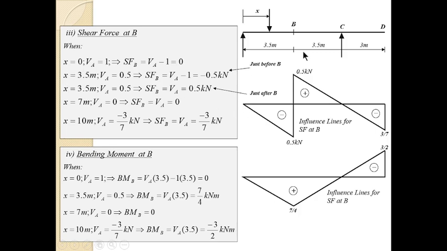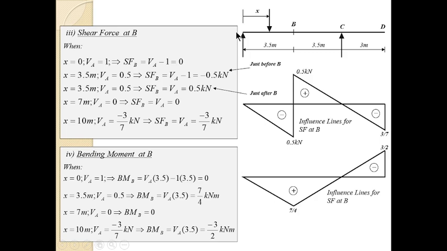The next thing is to calculate the shear force at the point that we are considering. And at that point, remember, we always have two shear forces: one is just immediately before B, and one is just immediately after B. So B is at a distance of 3.5 from support A. So when x is equal to 3.5, if we analyze VA when the 1 kilonewton load is at B, VA will be 0.5. So the shear force at B, when the 1 kilonewton load is just before B, means it will be in the left of B.